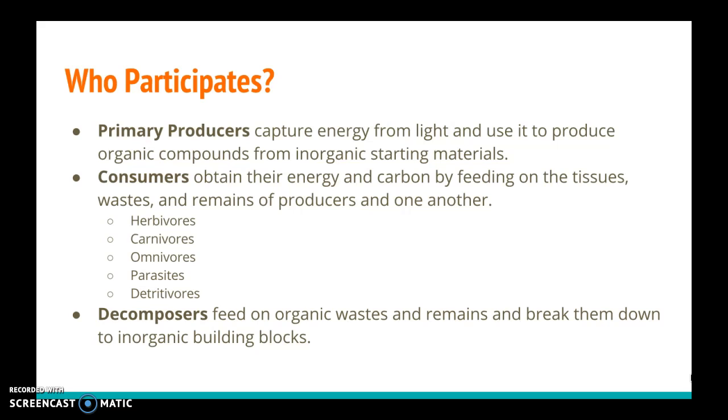Within an ecosystem, there are several different participants. There are primary producers, which are plants, photosynthetic protists, and fungi. These primary producers use light as energy to produce food for themselves. Also, they are the basis of any ecosystem. Producers are consumed by consumers, which are animals, fungi, heterotrophic protists, bacteria, and archaea.